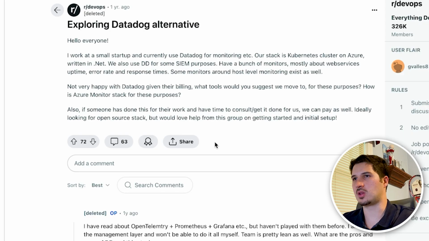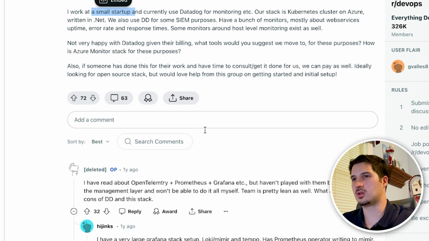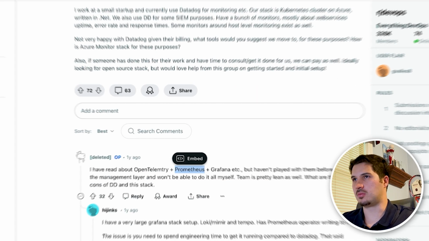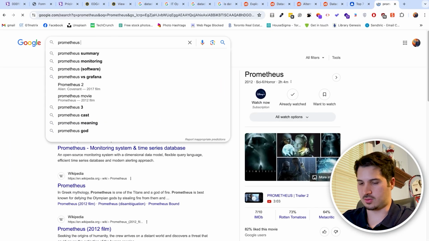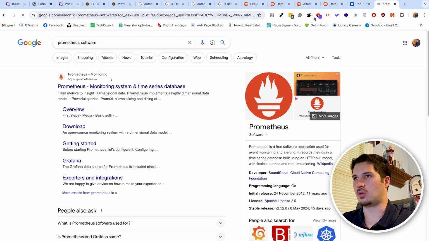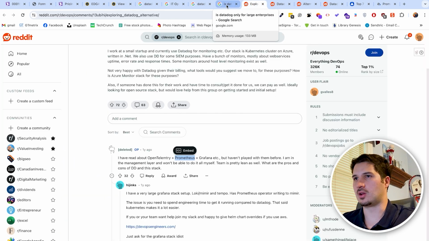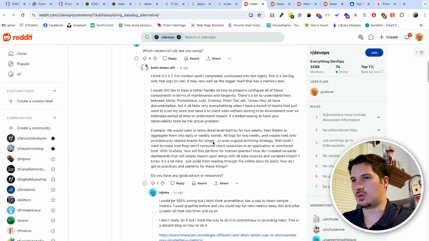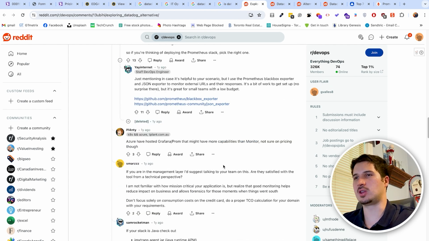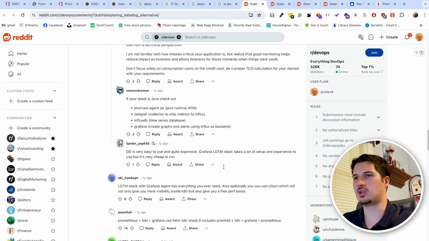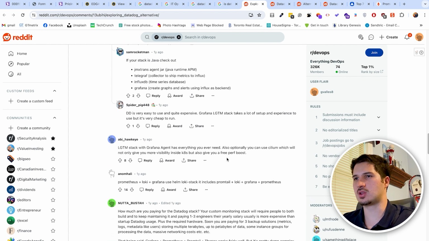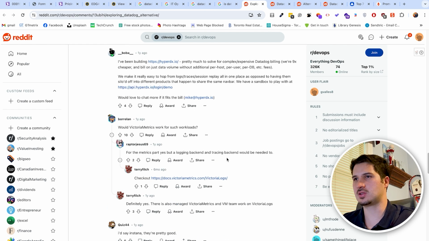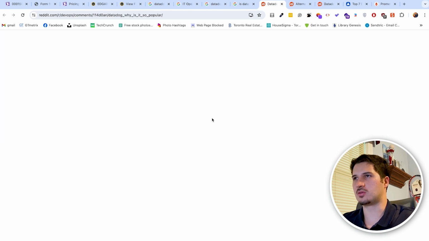Let's see what else we have here. Interesting, not happy with the billing. Small startup, okay. A lot of people are talking about Prometheus. I want to look at the software. So this is something we're gonna look into in a second. Loki is another one. Now it also depends on your engineers. If your engineers have experience with one particular software, they're gonna gravitate towards that one. Datadog has a really good grip on engineers, so just something to keep in mind for the analysis. Okay, I think we have a good idea of what's going on here.